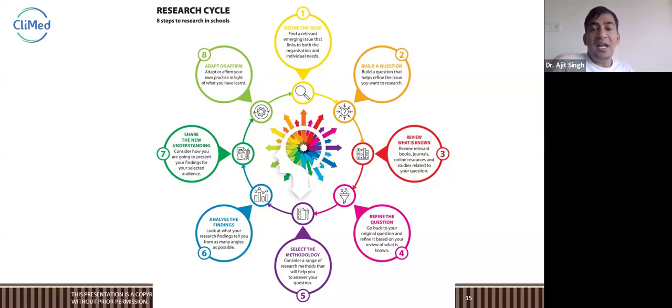Once they have the relevant question and the review, they will refine the question, set the hypothesis, then define the aims and objectives, and then they will create the protocol.